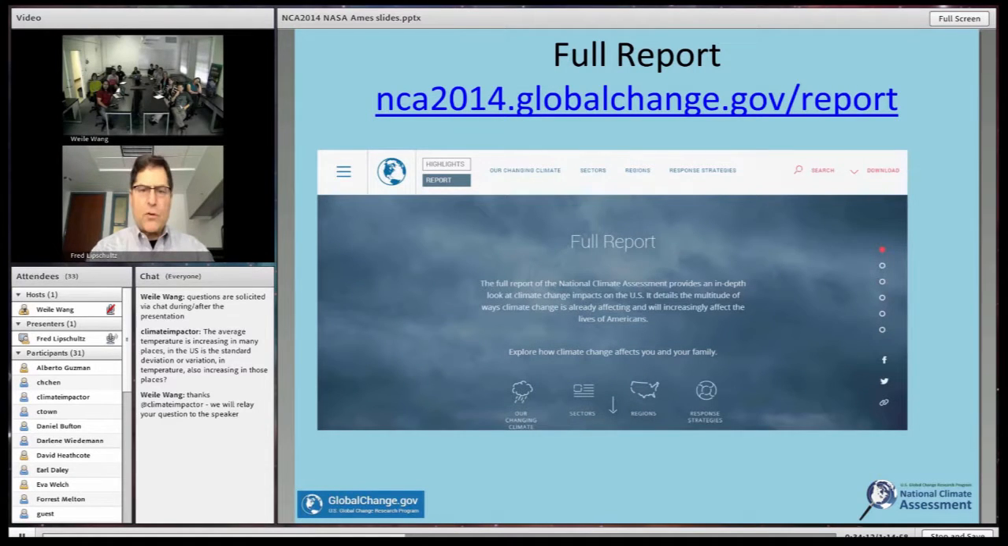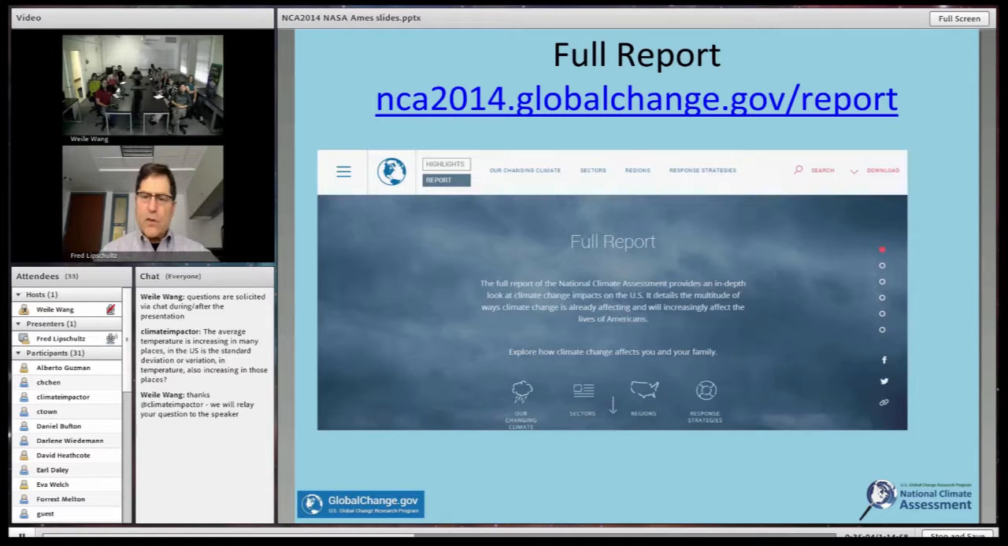So if we go in and click on the full report, you can see that there are several sections, and you can access those sections either across the top or through the icons at the bottom. There's the section called Our Changing Climate. That's where the bulk of the climate science itself is located. Then there is a series of sectoral chapters, things like energy, the chapter I mentioned on energy, water, and land. The regions include the 8 regions of the country, as well as the coasts and the oceans. And then there's a series of chapters on the response strategies. Those are adaptation, a chapter on mitigation, and a chapter on decision support.